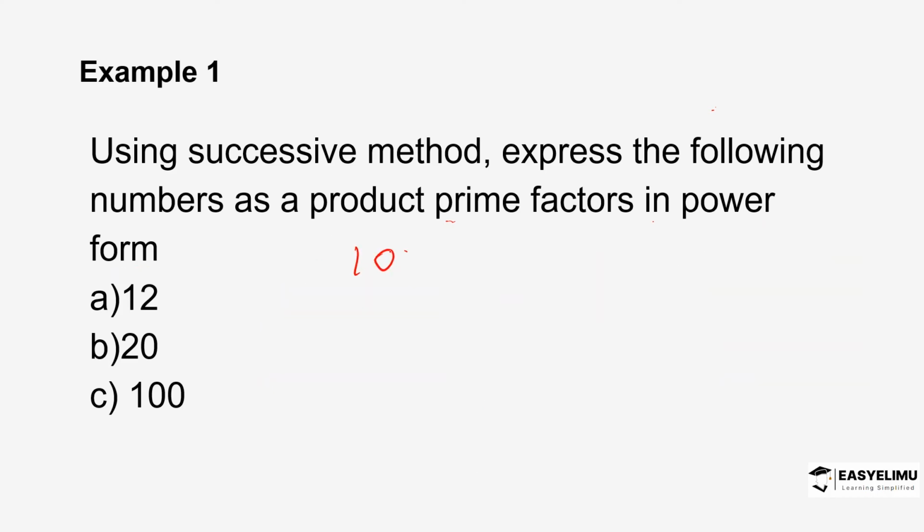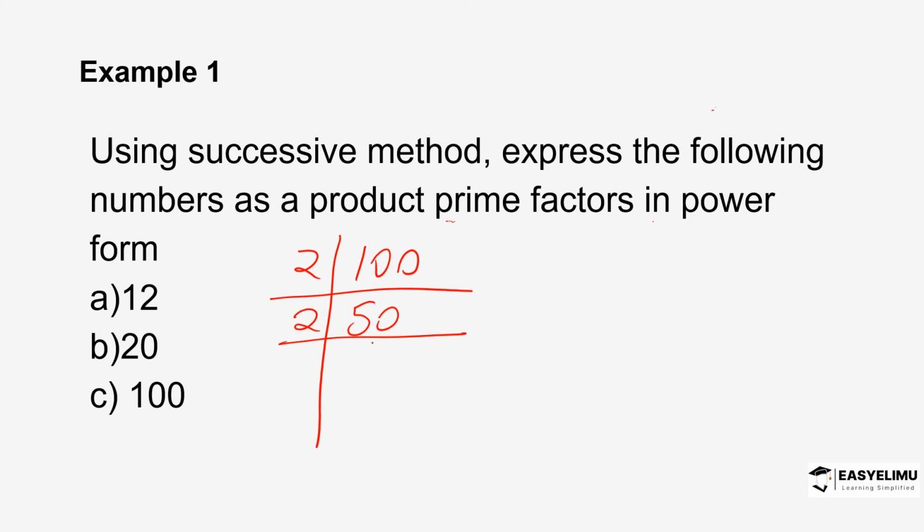So how about 100? So we have 100 here. Again, the smallest prime number that is a factor of 100 is 2. It divides 100 50 times. The next one is again 2. It divides 50 25 times. Now the next one is 5. 5 divides 25 5 times. Remember, we are supposed to continue until you have 1 as the last number down there. So 5 divides 5 once.